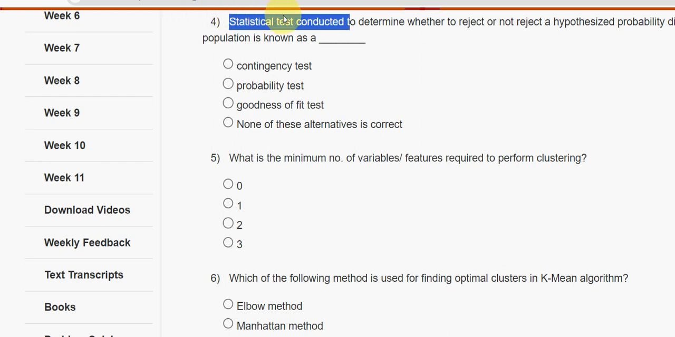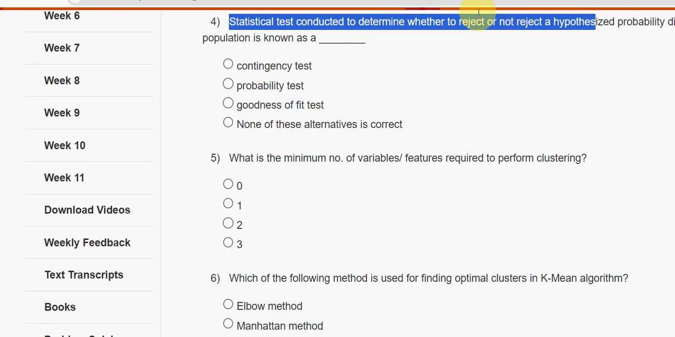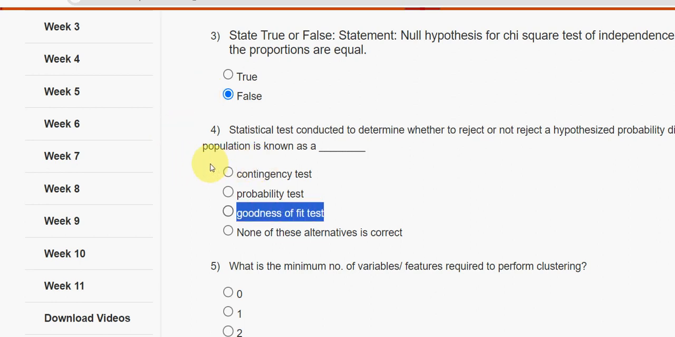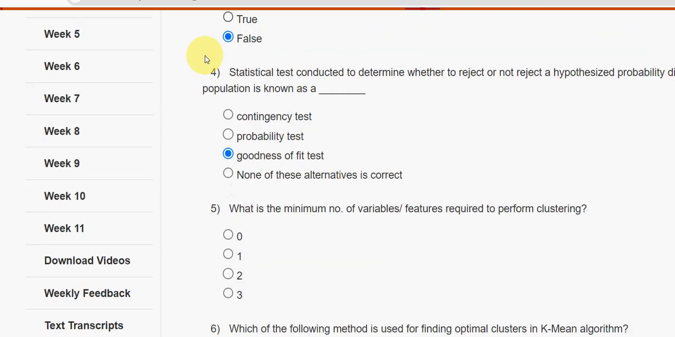Statistical test conducted to determine whether to reject or not reject a hypothesized probability distribution for a population is known as what? For the fourth question, it is the third option, goodness of fit test. Goodness of fit test. So next, fifth question, guys.